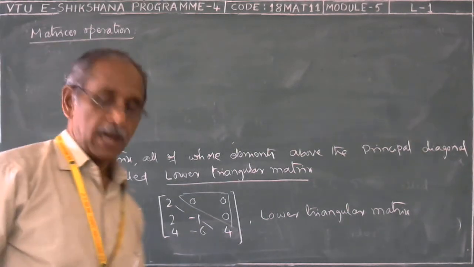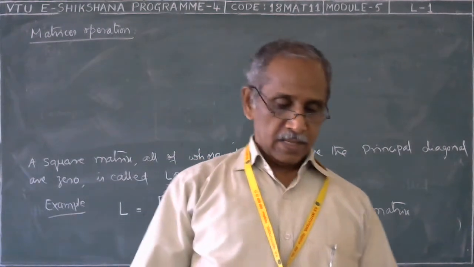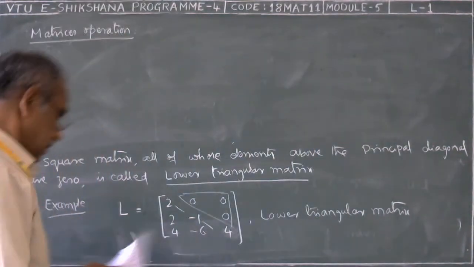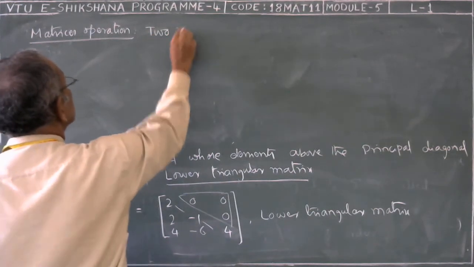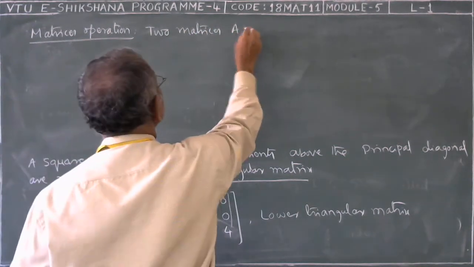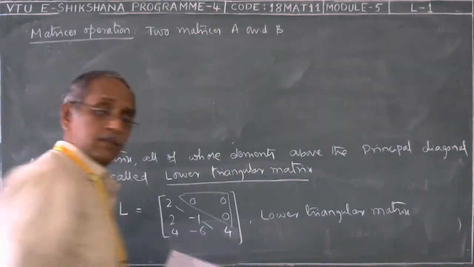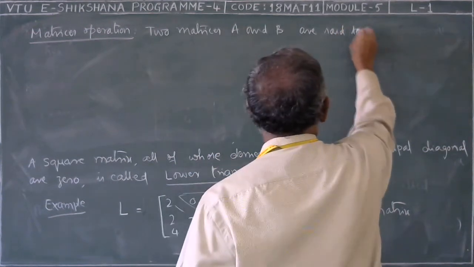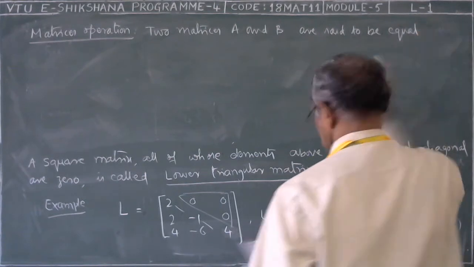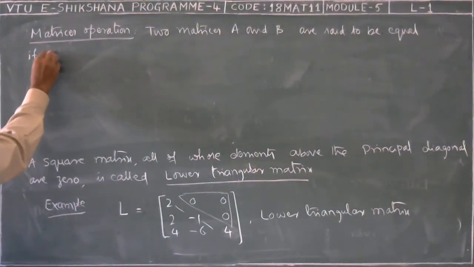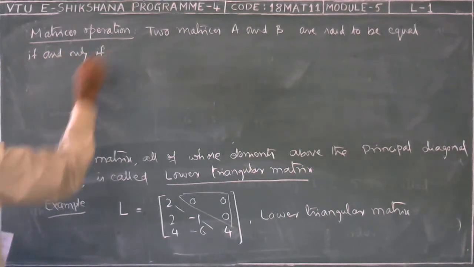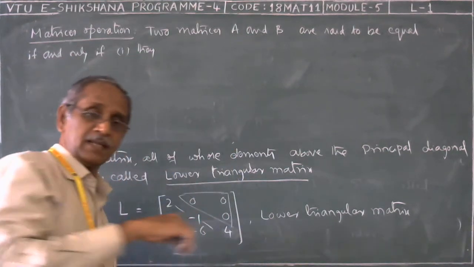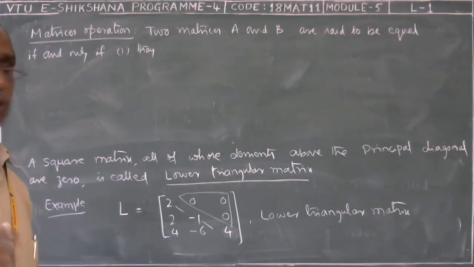Two matrices A and B are said to be equal if and only if they are of the same order and each element of A is equal to the corresponding element of B. They have to be of the same order. If A is 3 by 3, B should also be 3 by 3. If A is 4 by 1, B should also be 4 by 1.